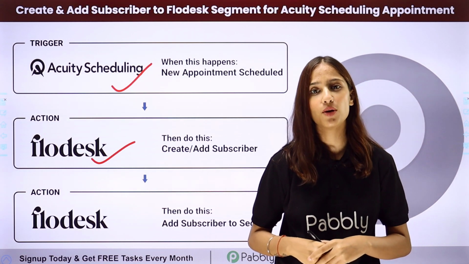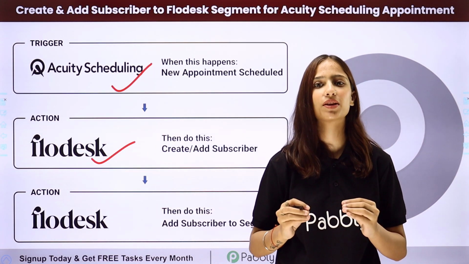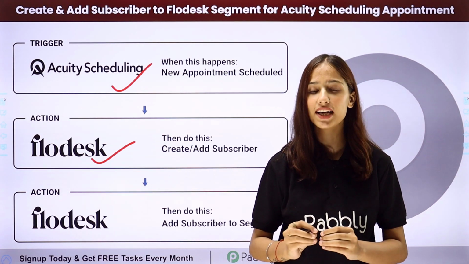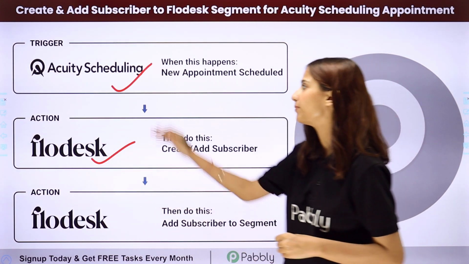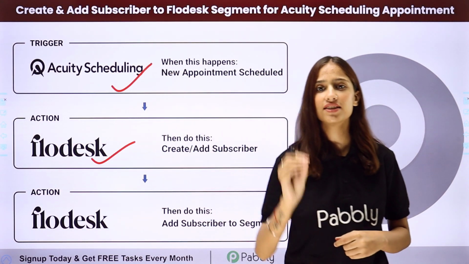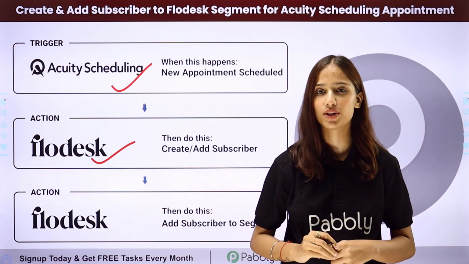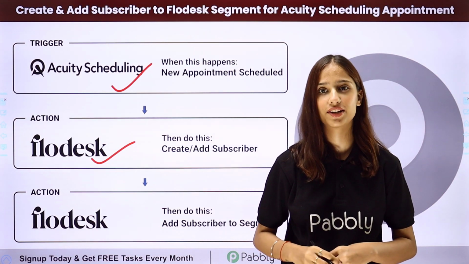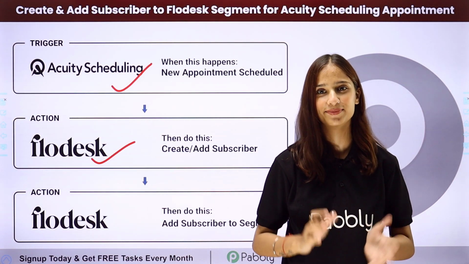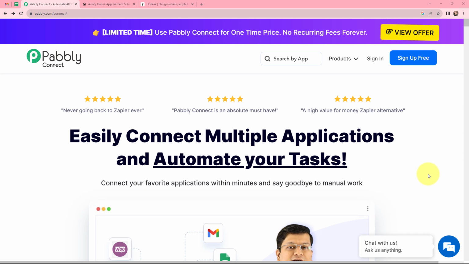So how we will be performing this integration? We will be performing this integration with the help of Pabbly Connect, where our trigger application will be acuity scheduling and our first and second action application will be Flodesk. So to learn how we can do this integration, follow me through the screen. In this video, we will learn how you can create and add subscriber to Flodesk segment for acuity scheduling appointment.